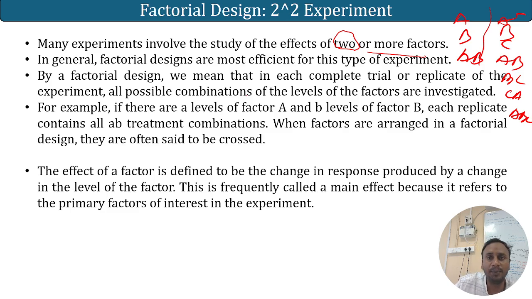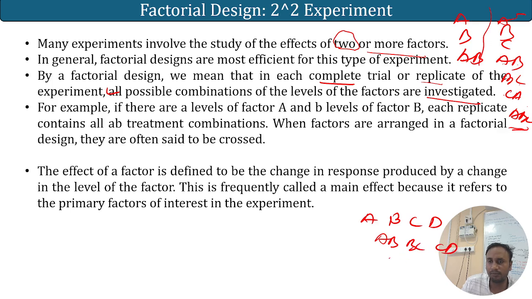By a factorial design, we mean that in each complete trial or replicate of the experiment, all possible combinations of the levels of the factors are investigated, like A, B, AB, C, AC, BC, ABC. Or if you go with four factors, A, B, C, D, then AB, BC, CD, then ABC, ACD, BD, and all will come, so that all possible combinations come into the picture.